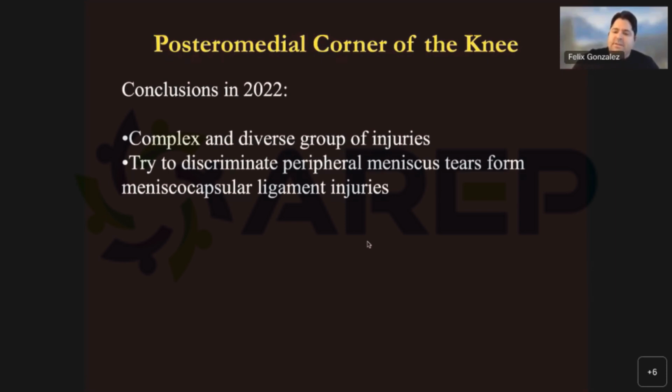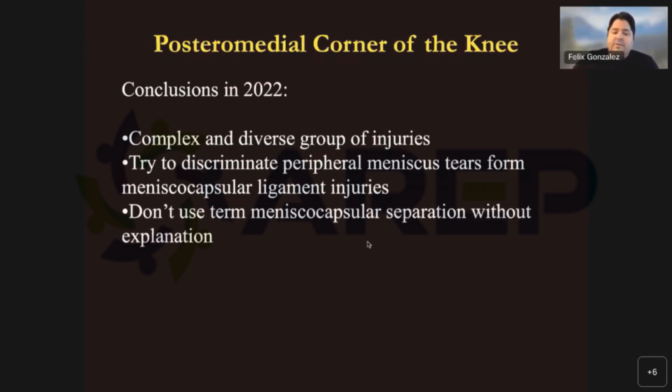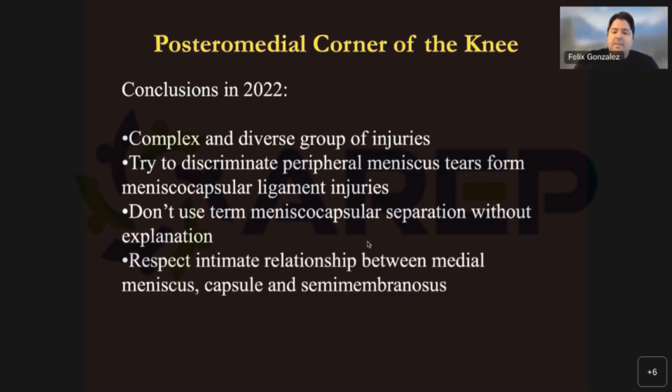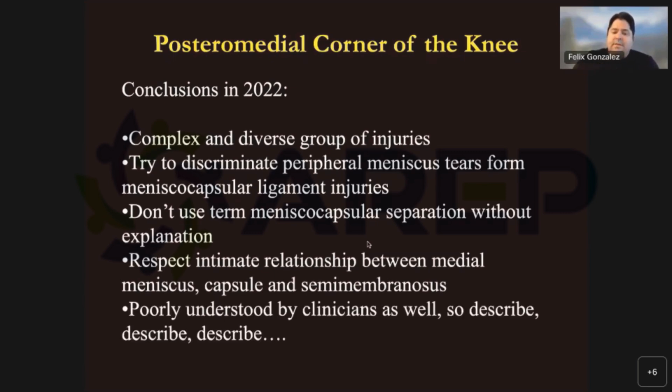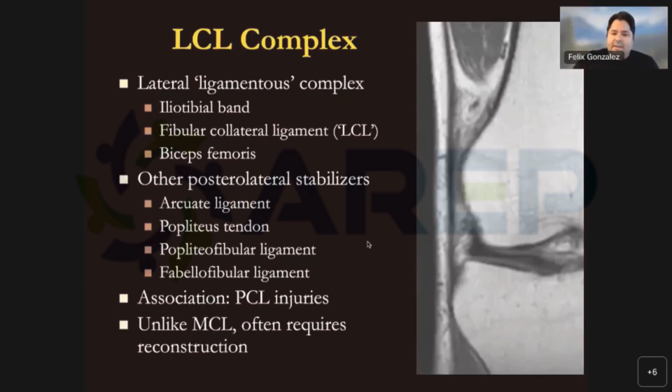If it's a little more anteriorly involving that peripheral aspect of the medial meniscus, you want to be very descriptive in how you describe that in your reports. Usually, don't use the term meniscal capsular separation without explanation, right? What is actually torn? There's edema extending into this compartment, that compartment, superiorly, inferiorly. Just be very specific how you describe that.